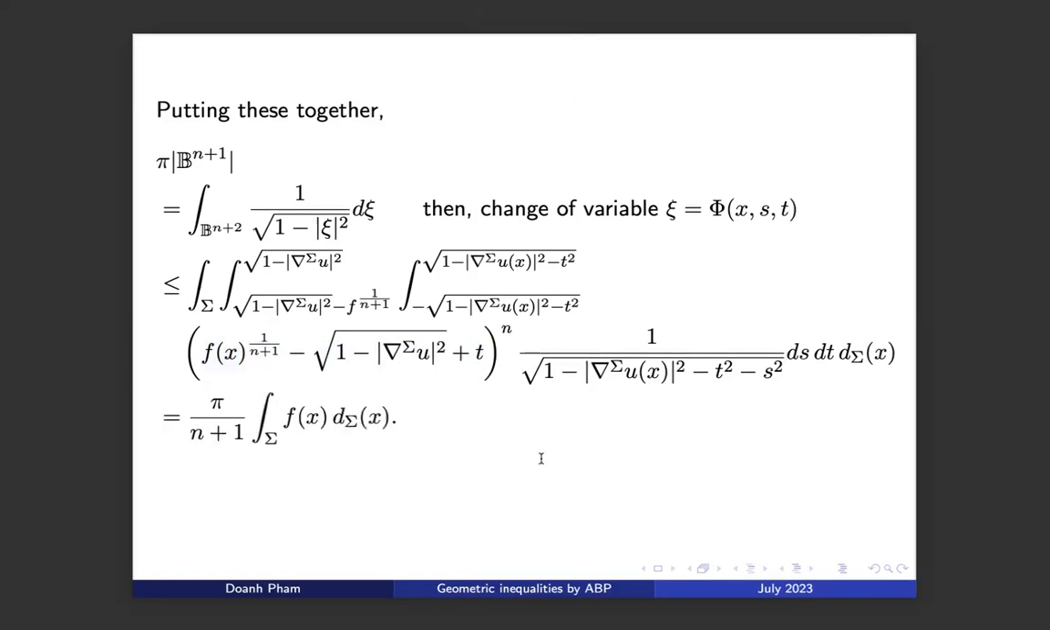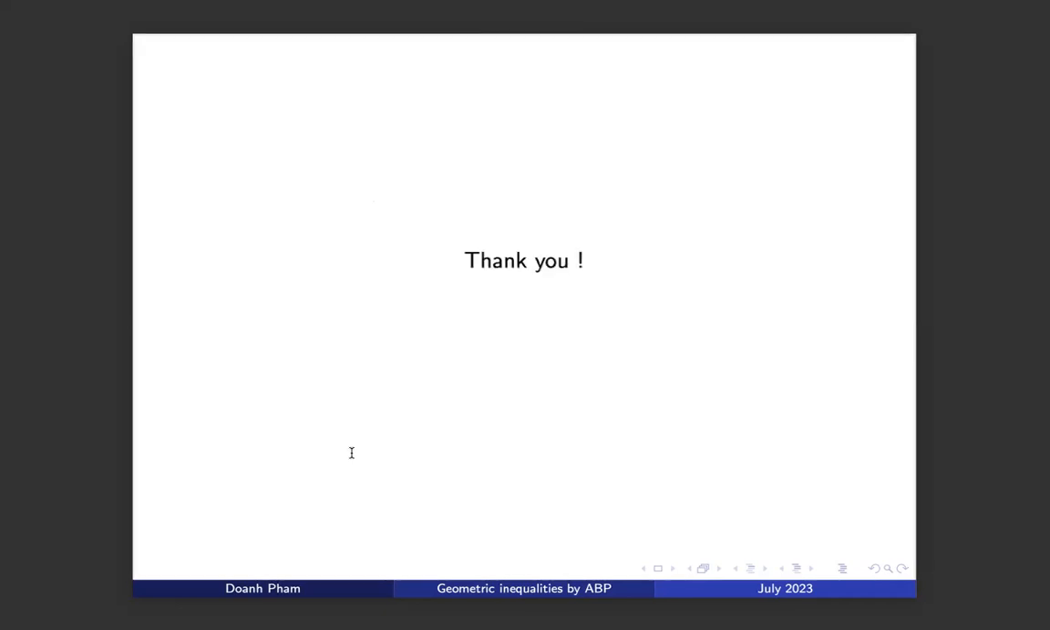Although this integral looks scary, it turns out it has a very elegant form, which is pi over n plus 1 times the integral over sigma of f. And that finishes the proof of the inequality. So we may stop here. Thank you for your attention.